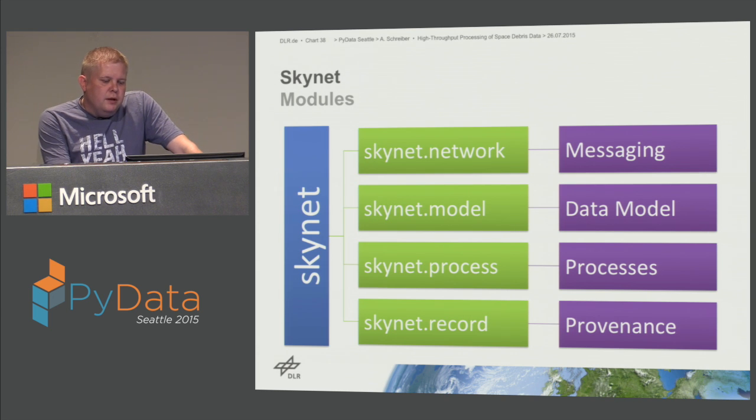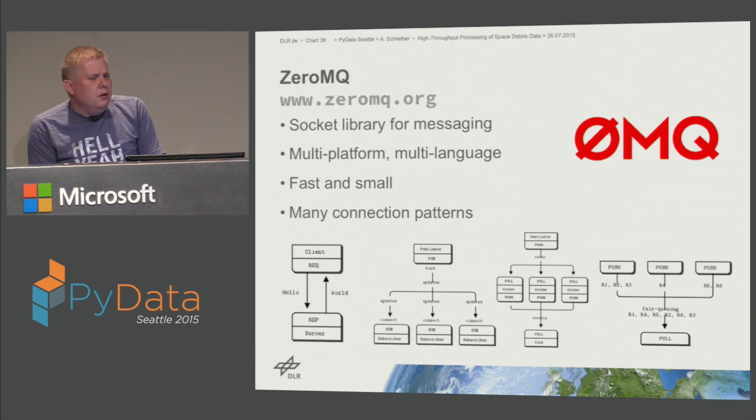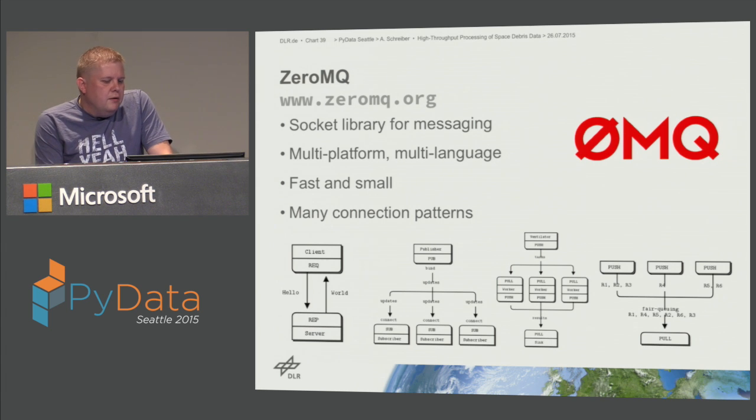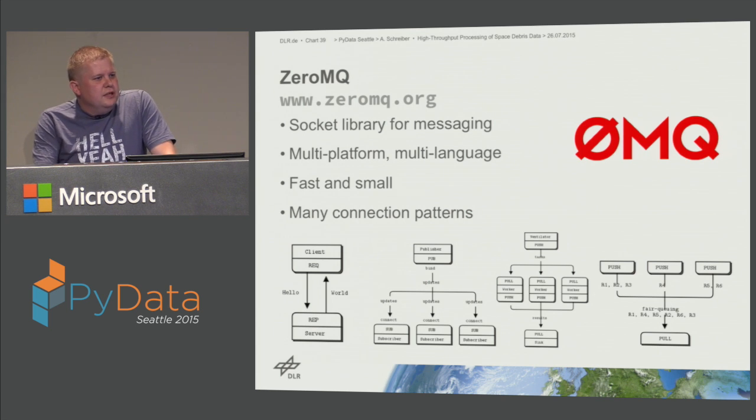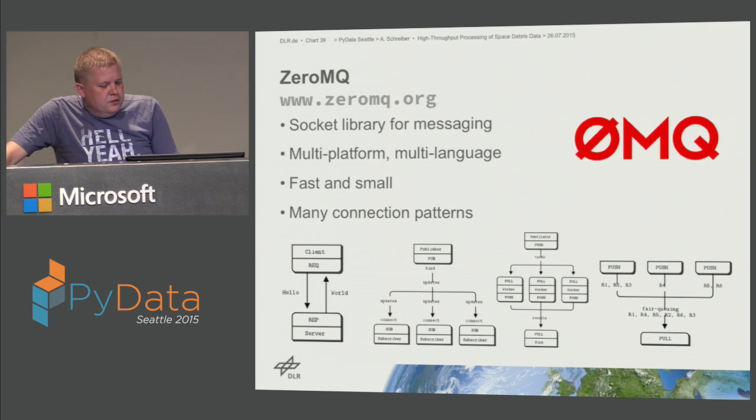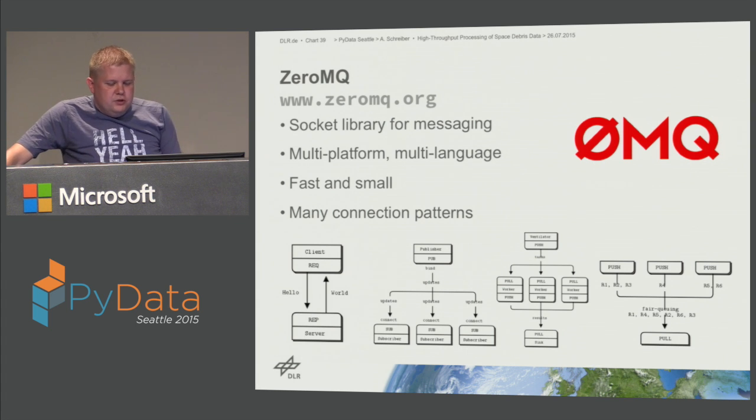The network module, as I said, is based on ZeroMQ. I don't know if you have tried ZeroMQ. It's a really cool library, basically a socket library for messaging. There's very little overhead. It's not based on a central broker, such as other messaging libraries, but you can configure it in a way that it has a broker. It's really nice and flexible. It's multi-platform, multi-language, fast and small, and you can realize many connection patterns. It's configurable within a configuration language. Actually, these patterns are not from the Skynet system, these are just examples.